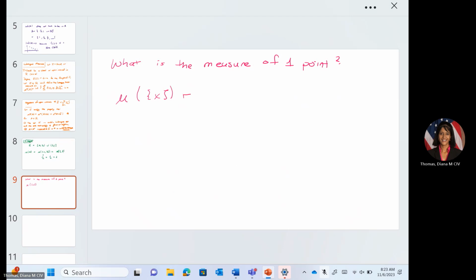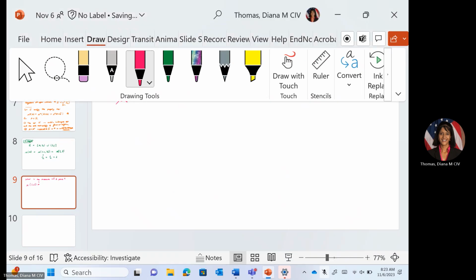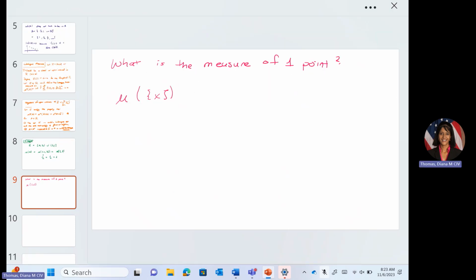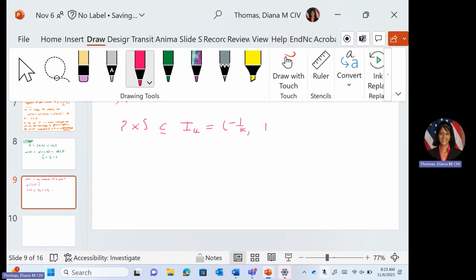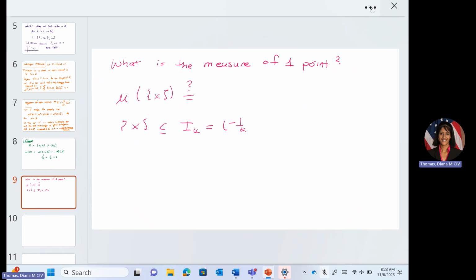Measure of a point. What does that equal? You think it should be 0, right? Let's prove it. Feels like it should be 0. Well, x is contained in these intervals. I can put little open intervals around it. So all I did is I took the x.